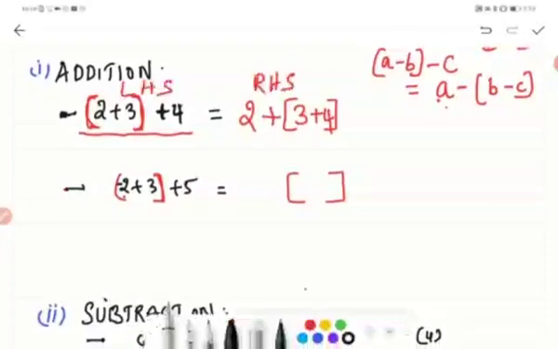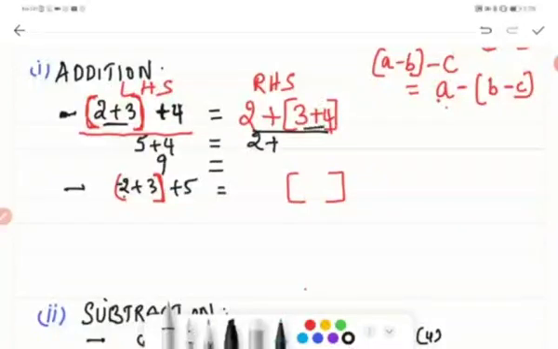So 3 plus 2 is what? 5, isn't it? 5 plus 4 is 9. Okay, now let's see whether the right hand side also gives the same answer or not. First you need to calculate the number in parenthesis. 3 plus 4 is how much? 7, isn't it? 7 plus 2 is what? 9. So we have 9 on the left hand side and 9 on the right hand side.